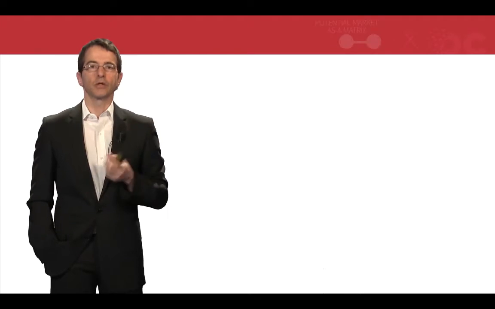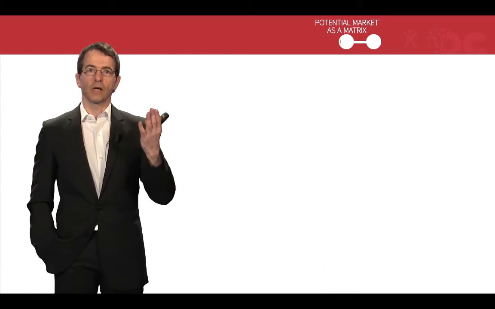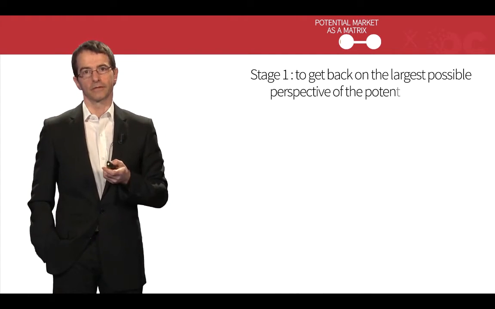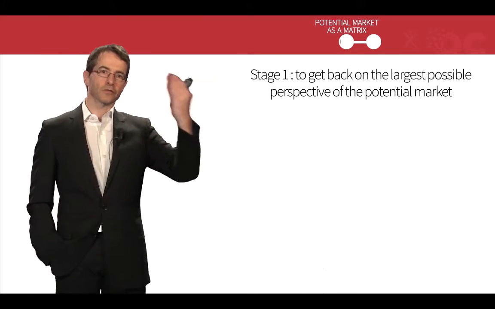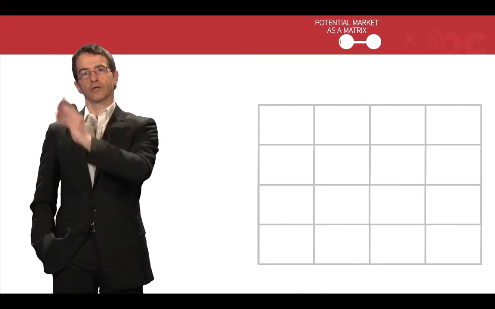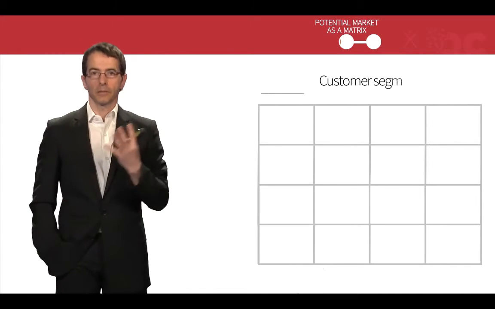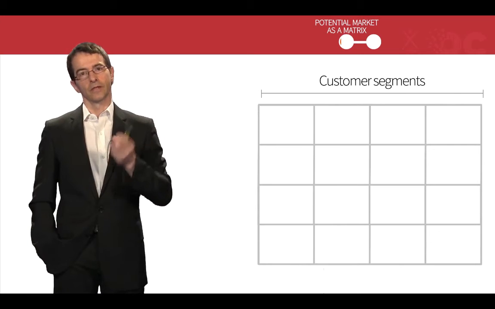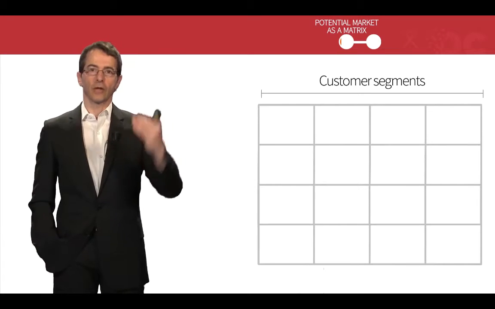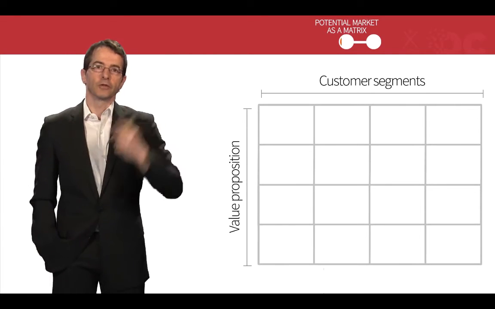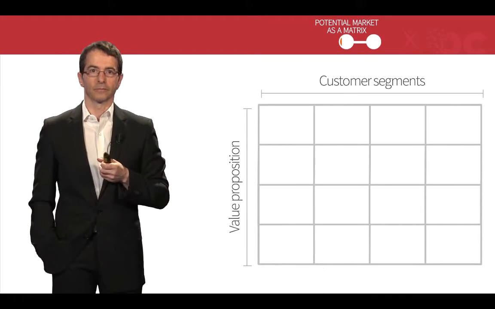So the way to go is very simple. The stage one is to get back on the largest possible perspective, the potential market. The potential market that you can describe as a matrix, as a space. On one side, you have different customer segments that potentially could be interested in your product, in your service. And on another axis, you have different hypotheses of value propositions, problems that you could be resolving for these customers.